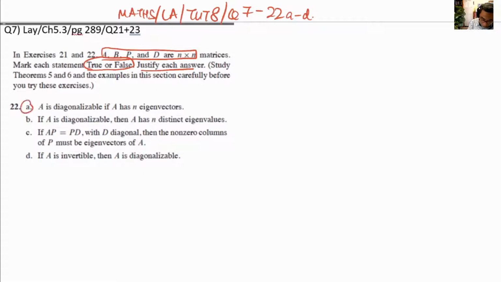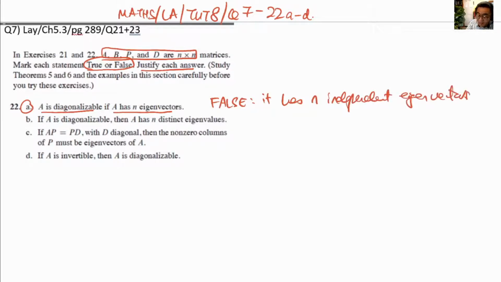The first question, 22A. If A is diagonalizable, it has n eigenvectors. This answer is false. The correct answer should be it has n independent eigenvectors for it to be diagonalizable.